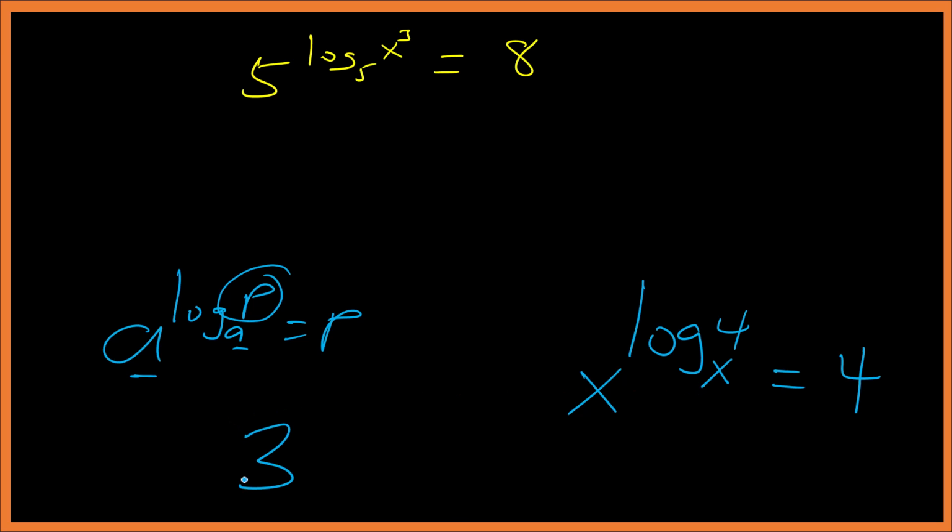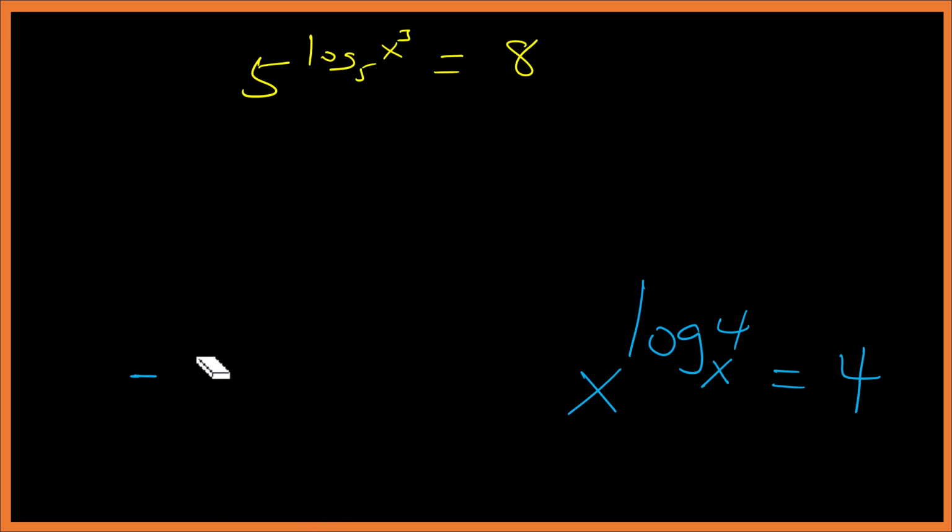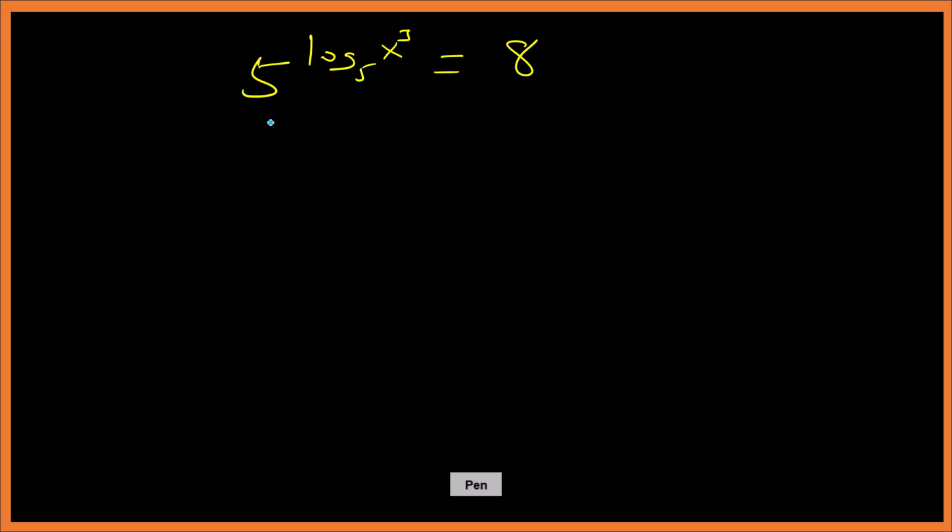So you can try this: 3 raised to log 5 to base 3. So 3, 3. The answer is 5. Okay, now let's look at the question. Guess what you think the left hand side will be. So we have 5 here, 5 there, so I'm left with x cubed equals 8.